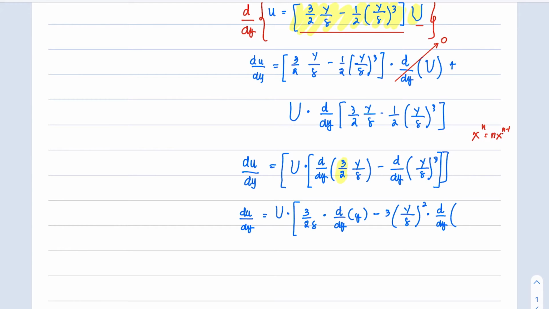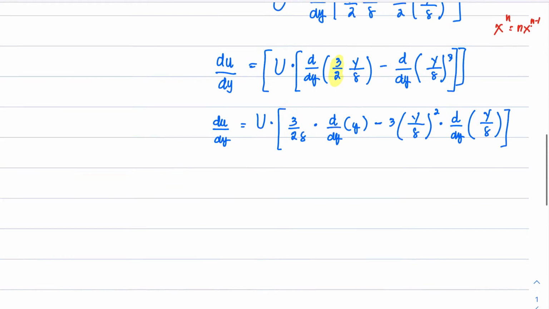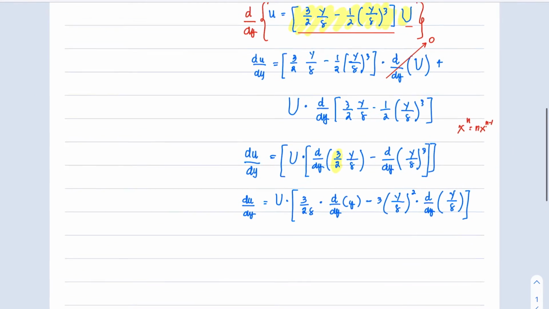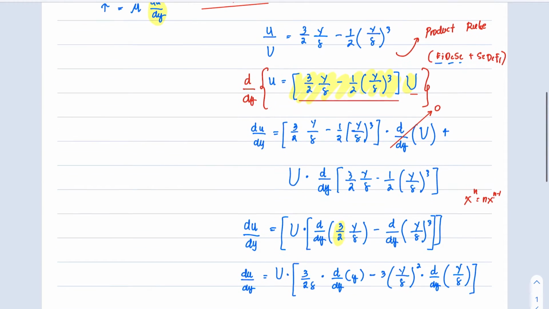So after that one, we still take the derivative with respect to y of what is left, which is y over sigma. So basically, you're doing the chain rule. Okay, so let me just zoom out a little bit so that you'll see the process.